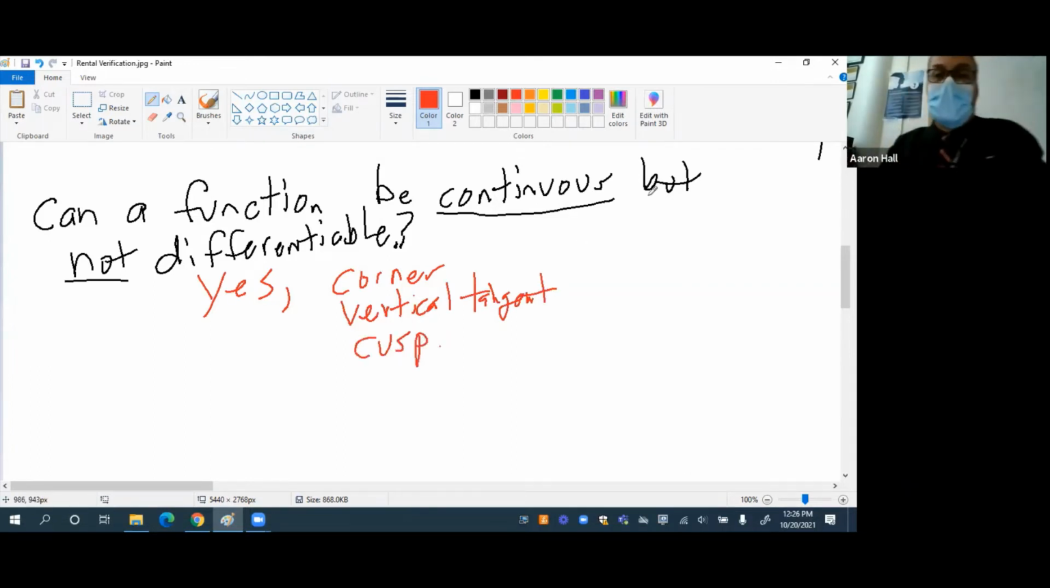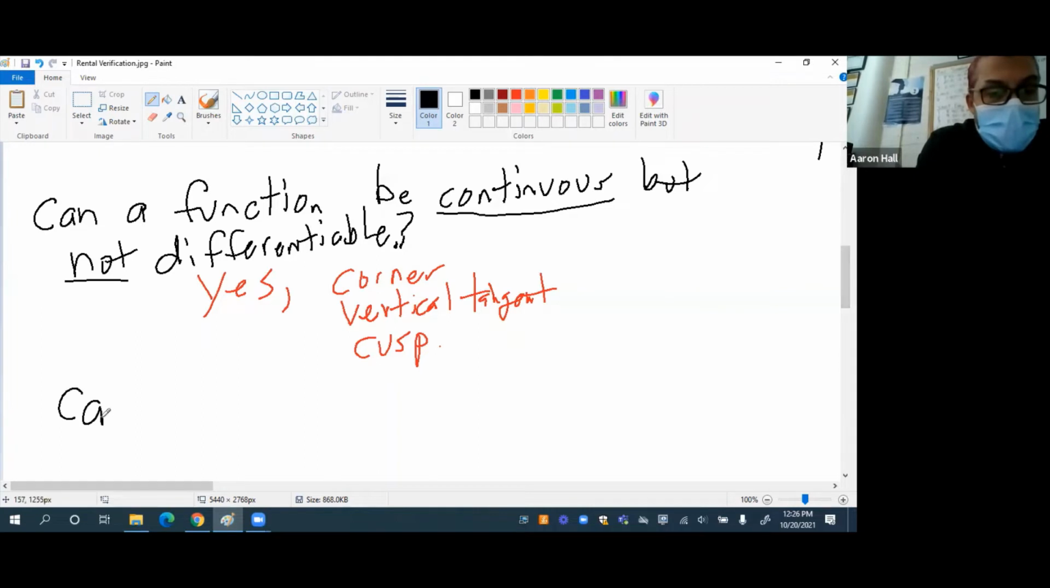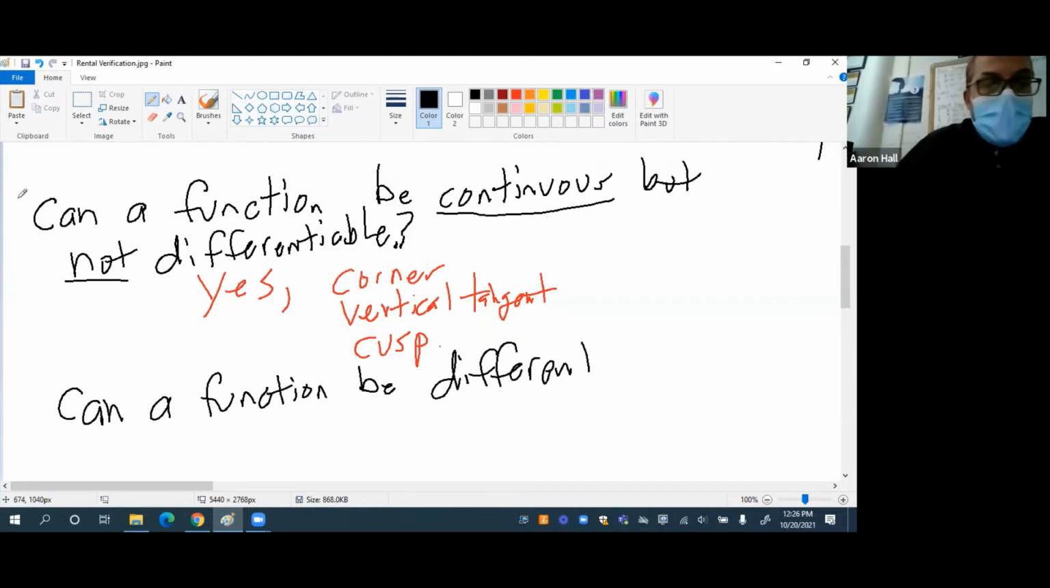Any guesses what my next question is going to be? Differentiable but not continuous. Yeah, that's my next question. Thomas, good job. Don't answer. Let me write it down. I want everybody in the class to think about this. Can a function be differentiable but not continuous?